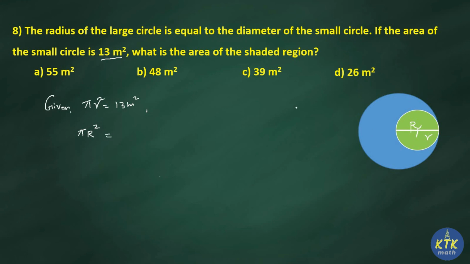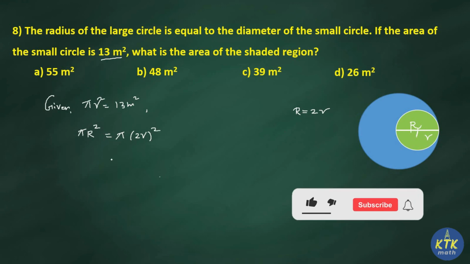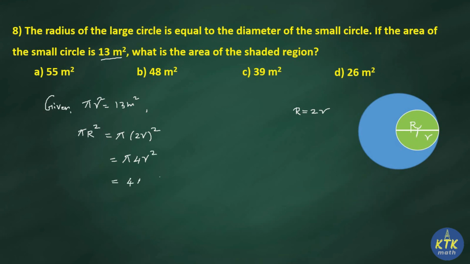Now observe the diagram. In this diagram, capital R is equal to 2 times small r, that is radius of bigger circle is exactly 2 times the radius of smaller circle, because in the question they gave radius of large circle is equal to the diameter. It's nothing but 2r. So in pi R square, I am going to substitute this 2r here. So how am I going to write? Pi 2r the whole square. So this will become pi 4r square, right? 2 square 4, r square will come. So this can be written as 4 pi r square.